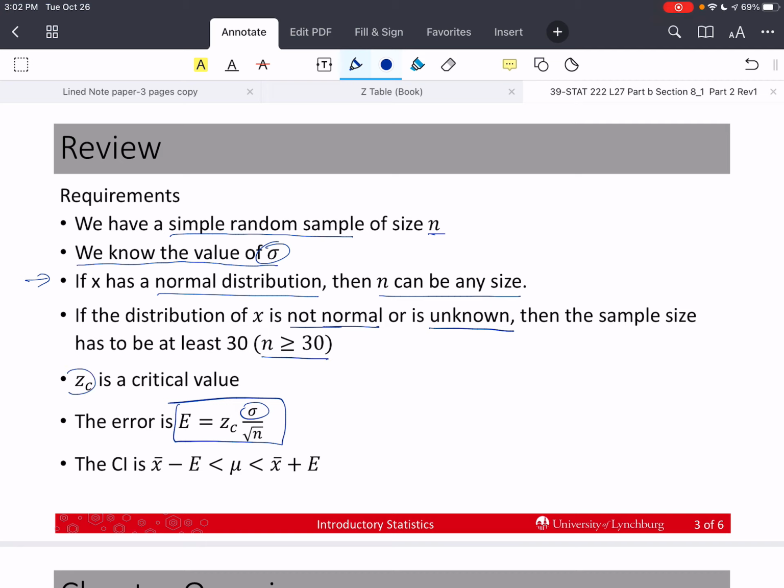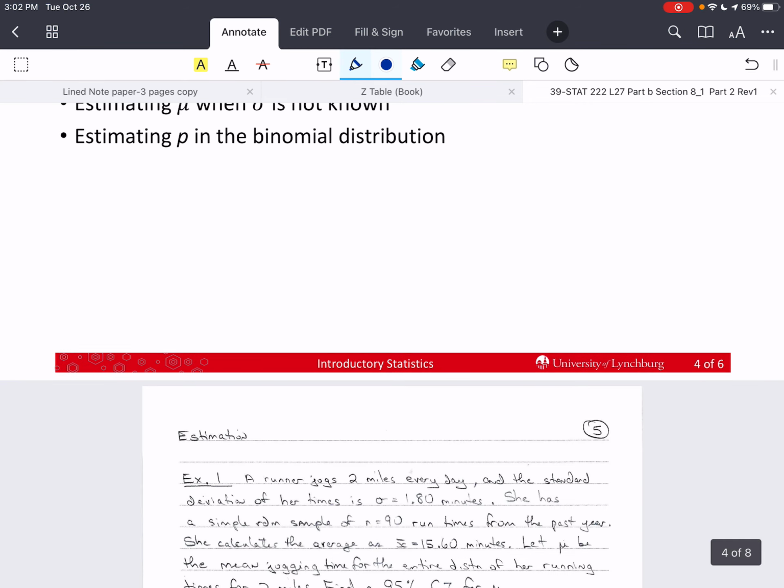We said that z sub c is a critical value, and we look it up in our z-table. And then finally, we gave the formula for the confidence interval, which is X bar minus E. This is our lower value of the confidence interval, and our upper value of the confidence interval is X bar plus E. So let's do an example.